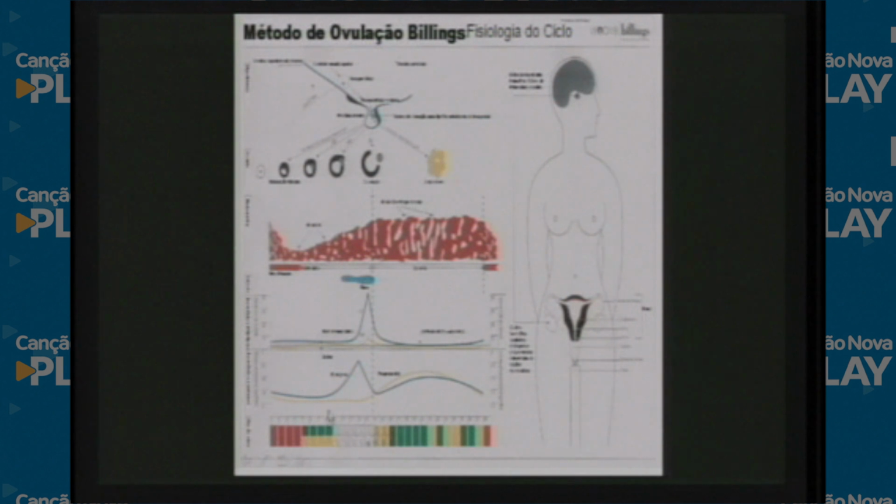FSH makes this group of follicles continue to grow. FSH reaches an intermediate level, and the best follicle is selected. This becomes the dominant follicle and it races ahead towards ovulation. It produces lots and lots of estrogen.